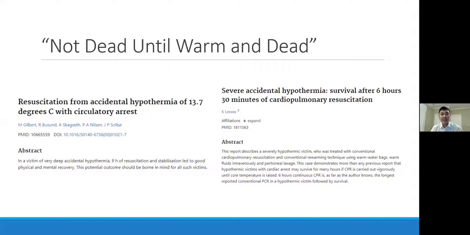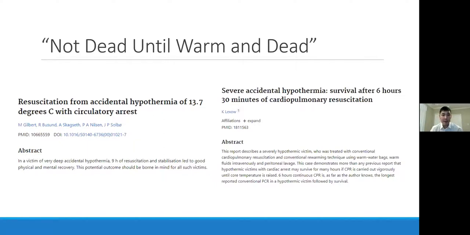So "not dead until warm and dead" is a statement I've heard about hypothermia over and over, and it comes from experience and reports of hypothermic patients who make remarkable recoveries despite being seemingly at death's door. So there's a lot of case reports of such cases, but one I want to highlight is the abstract on the left. It's a 29-year-old female patient who got wedged between rocks and thick ice while skiing. She was submerged in ice water immediately, kind of like our patient. The companion she was with could not extricate her, and it took about 40 minutes for help to arrive and extricate her from the submersion.